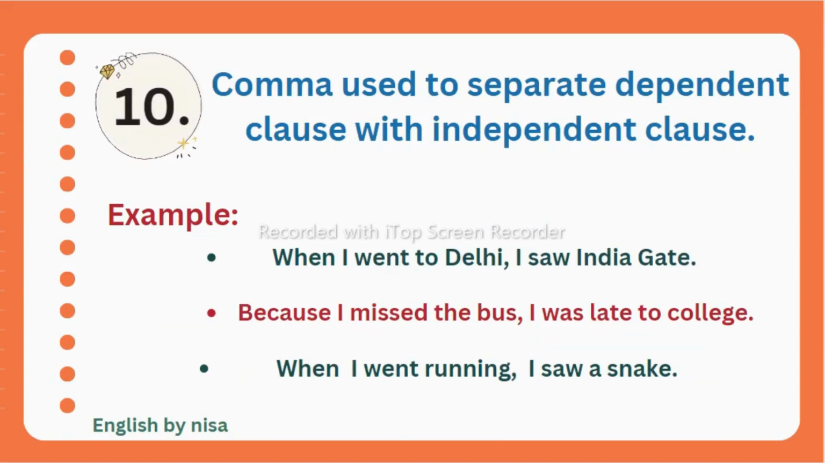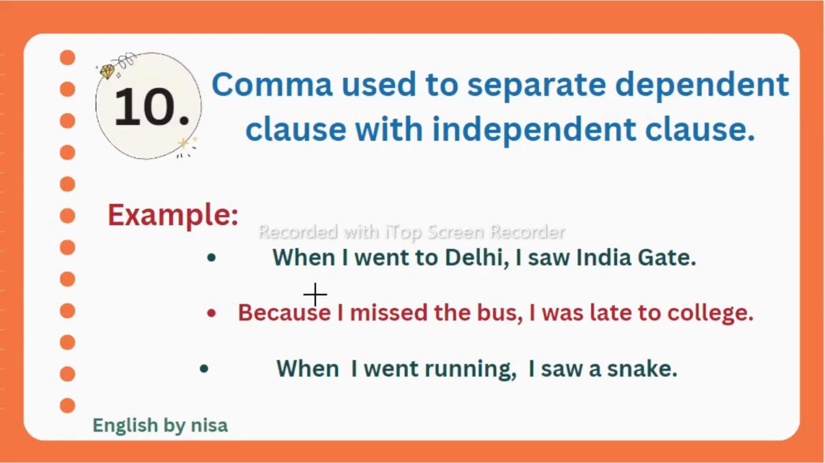Let's see the next rule, which is the 10th rule. We use a comma to separate dependent clauses from independent clauses. Just now we saw how to separate two independent clauses, which give a complete thought, by using a coordinating conjunction along with the comma. But here, if you find a dependent clause plus an independent clause, then you have to separate these two clauses with a comma. For example, if you get the dependent clause first, you have to put a comma here.